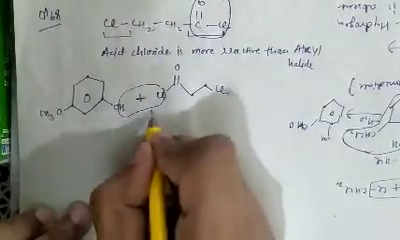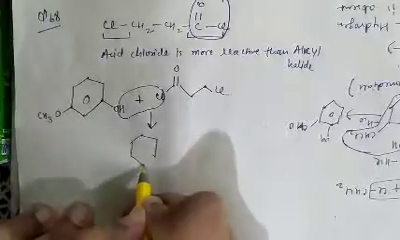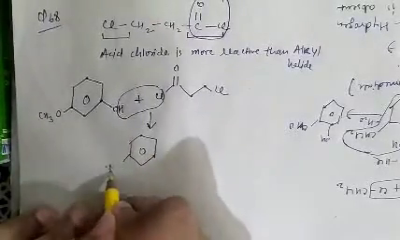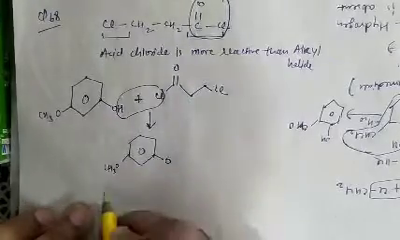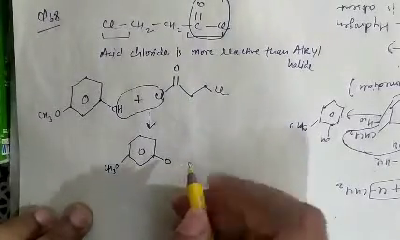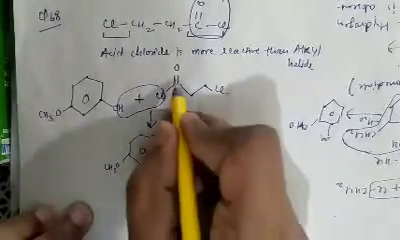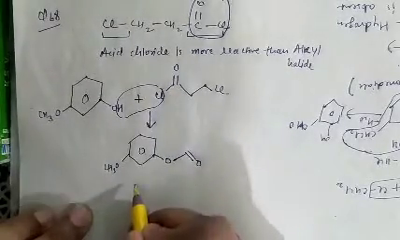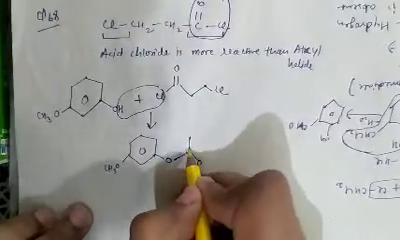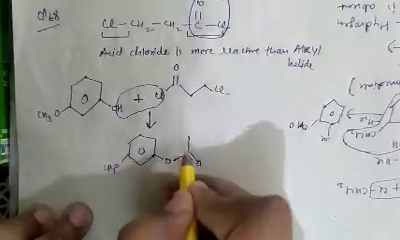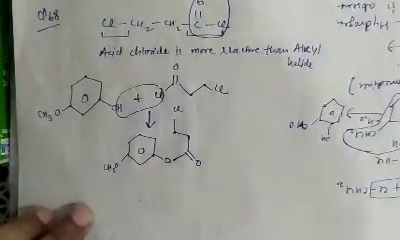HCl is removed. First HCl is removed and the product formed is, this part will remain as it is, CH3O, and there is oxy linkage, along with oxy linkage there is double bonded oxygen, then two CH2 groups, then there is one CH2 group, and next is attached with Cl. So this is the compound.